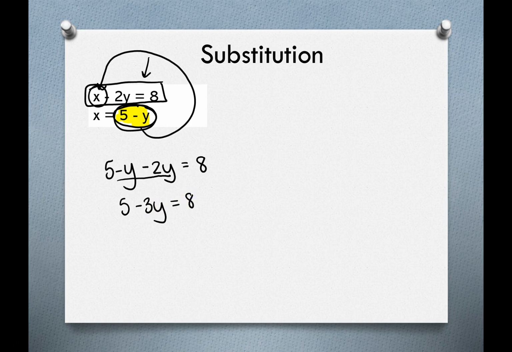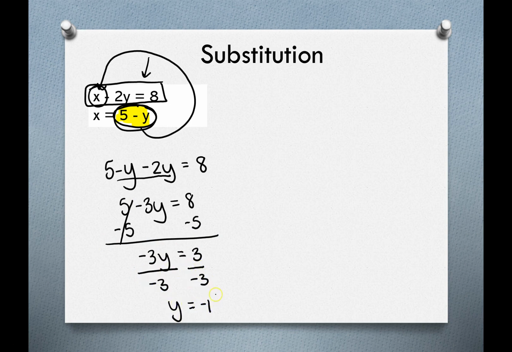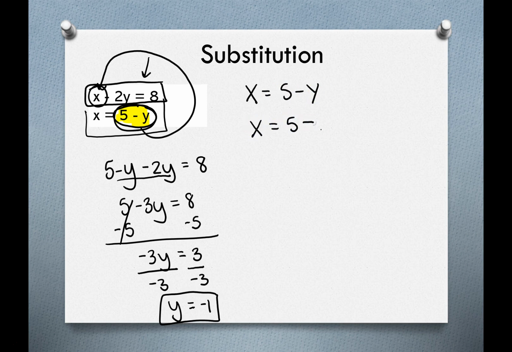All right, and then next thing I'm going to do is subtract 5 from both sides. That gives me -3y equals 3. Divide by -3, and I get y equals -1. All right, now I just need to solve for x, and I'm going to use this equation right here and write x equals 5 minus y. So that's x equals 5 minus, and then what's my y? Oh, it's a -1. So I get x equals 5 plus 1, x equals 6.